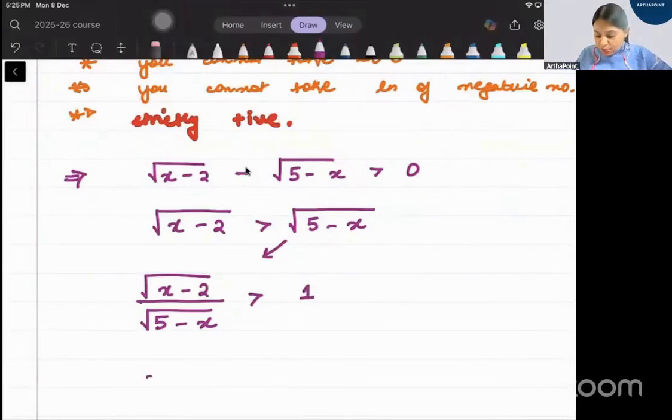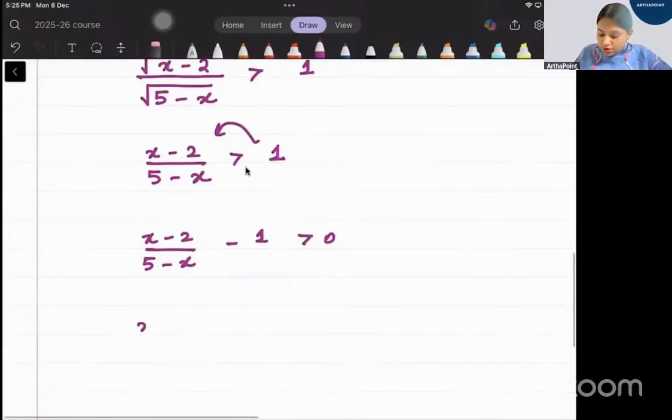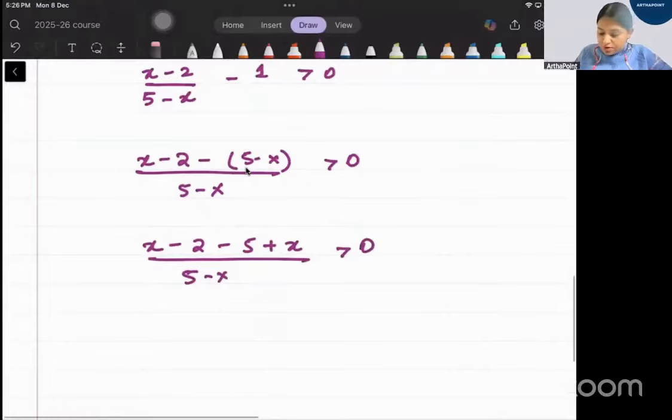If I square both sides, x minus 2 upon 5 minus x greater than 1. And I can take this 1 to the other side. x minus 2 upon 5 minus x minus 1 greater than 0. So x minus 2 minus (5 minus x) upon 5 minus x greater than 0. x minus 2 minus 5 plus x upon 5 minus x greater than 0. 2x minus 7 upon 5 minus x greater than 0.